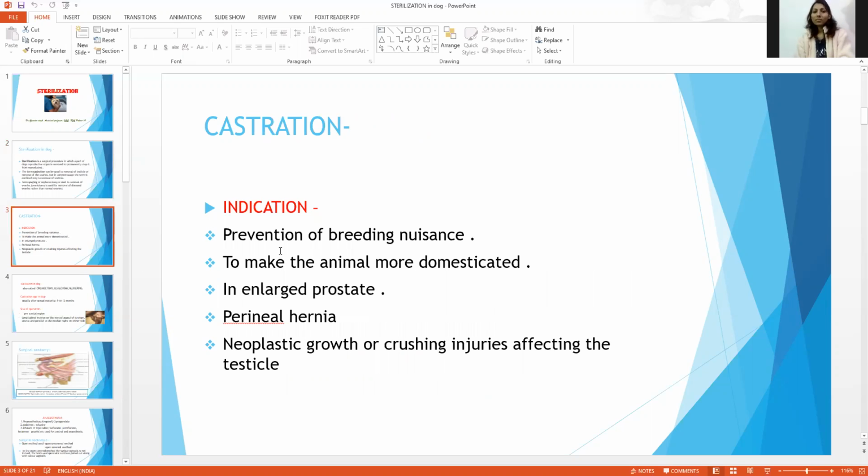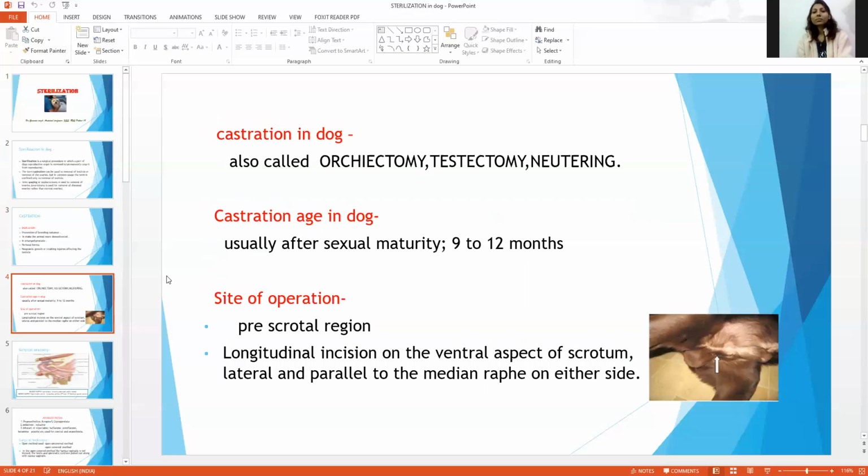Now, the indication of castration is most commonly to prevent breeding nuisance, and it is also used for domesticated animals, and in diseased conditions like prostatic hyperplasia, perineal hernia, or any type of neoplastic or crushing injury which affects the condition of the testicles. These are some important indications of castration.